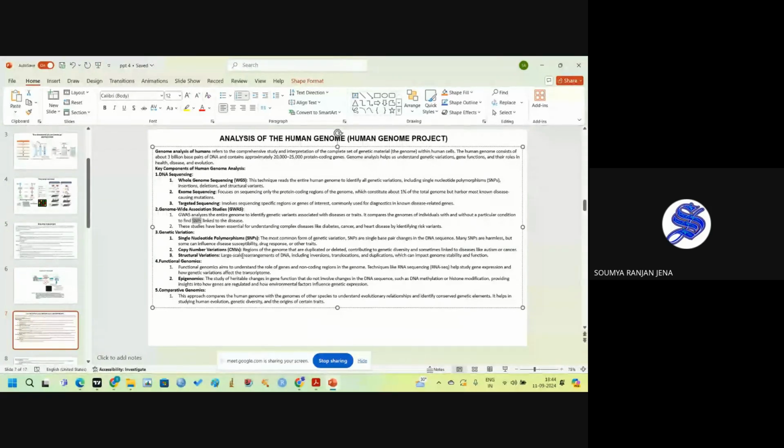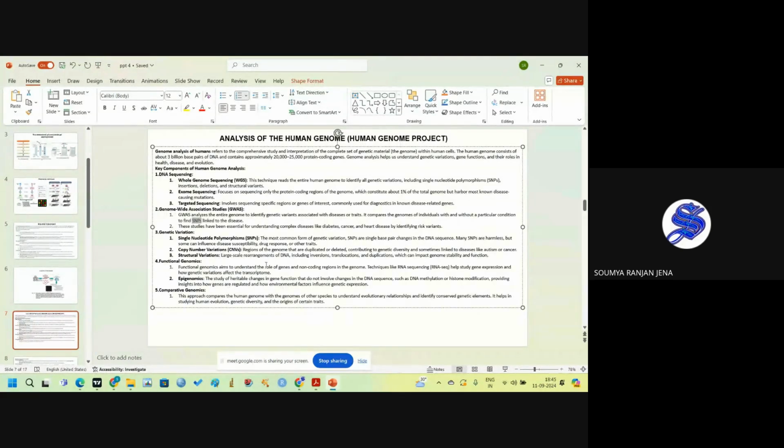Then copy number variation, we have previously also described. If one copy of a gene is there and produces X protein, but the X gene is copied or duplicated, then another X will be produced, which is not required for our cell. This overexpression also causes different types of disease. To study this, we look at regions of the genome that are duplicated or deleted, contributing to genetic diversity and sometimes linked to disease, such as autism or cancer. Nowadays, most cancer or autism happens due to this copy number increase.